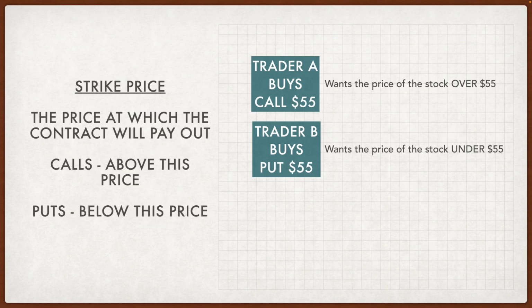Now we need to add the strike price. This is the price at which the contract will pay out. For a call, it will be paid out above this price, whereas for puts, it will be paid out below the price. So Trader A bought a call at $55, so Trader A's contract will be winning if the stock closes over 55. Likewise, Trader B will be winning if the stock goes under 55. In this scenario, there's no way for both Trader A and Trader B to win their respective contracts.